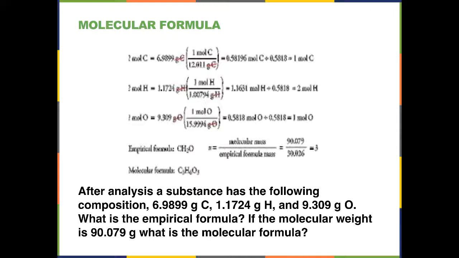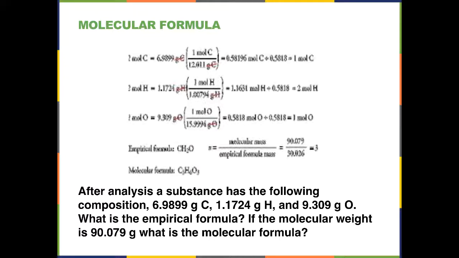Sorry about the quality of this writing here, but you can still see if you take each of these and you divide by the formula weight for each. So there's 6.9899 grams of carbon divided by 12, which gives you 5.8196 moles of carbon. There's 1.1724 grams of hydrogen divided by 1.00794 grams of hydrogen in 1 mole, or 1.1631 moles of hydrogen.